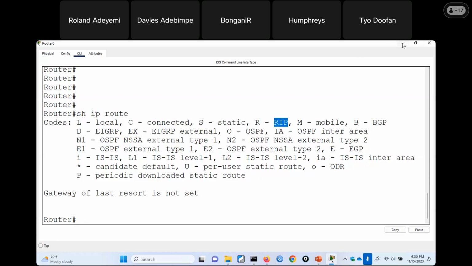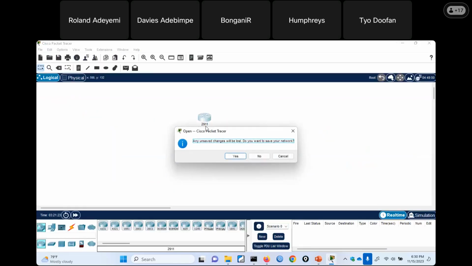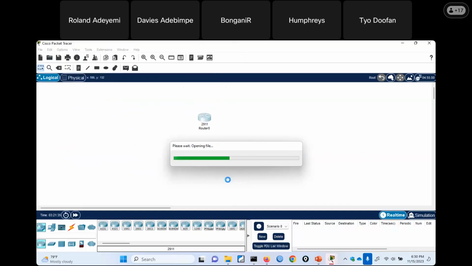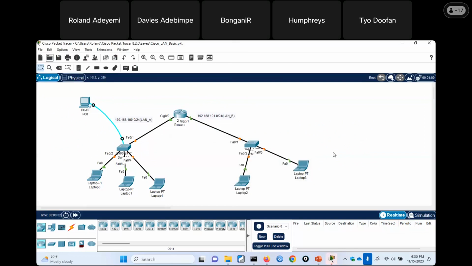Let me bring in one of the labs we built before. I can't remember which one is ours, but I'll just load one. Okay, this is similar to what we worked with before. I don't know if this is the one where we had LAN A and LAN B. We use a router to connect two different local area networks together. Now, in this topology right now, we have just two networks, the LAN A network and the LAN B network.